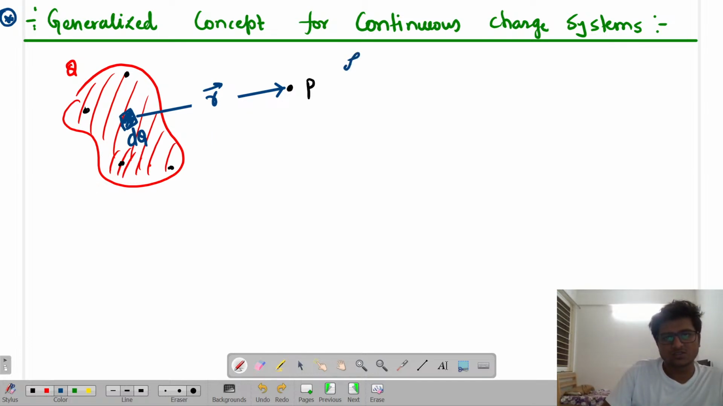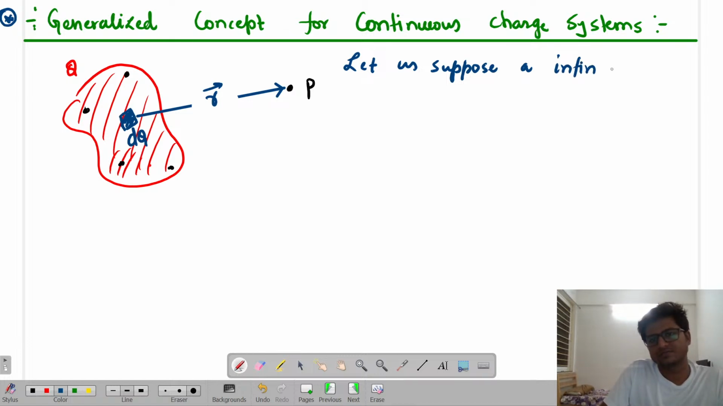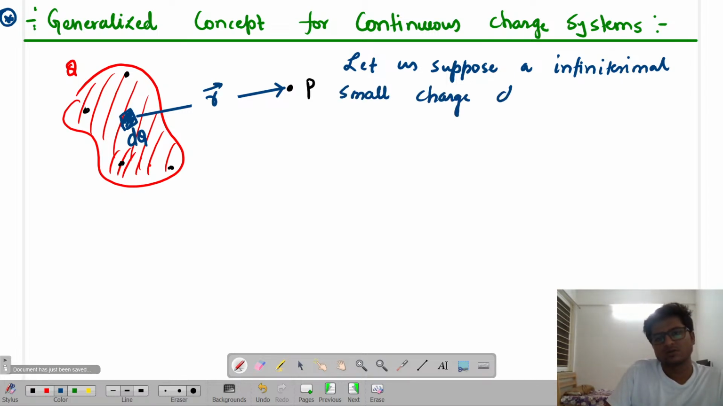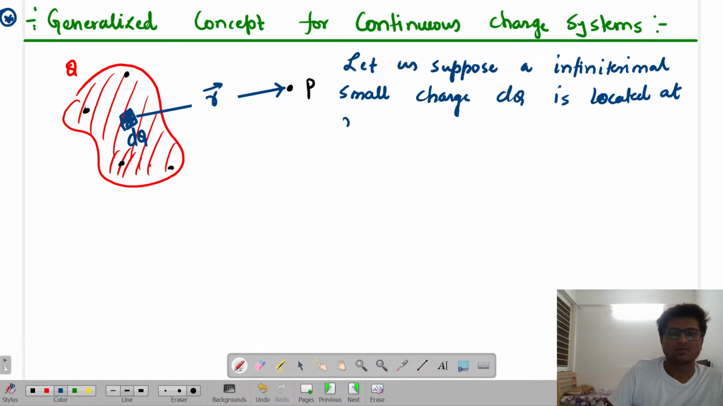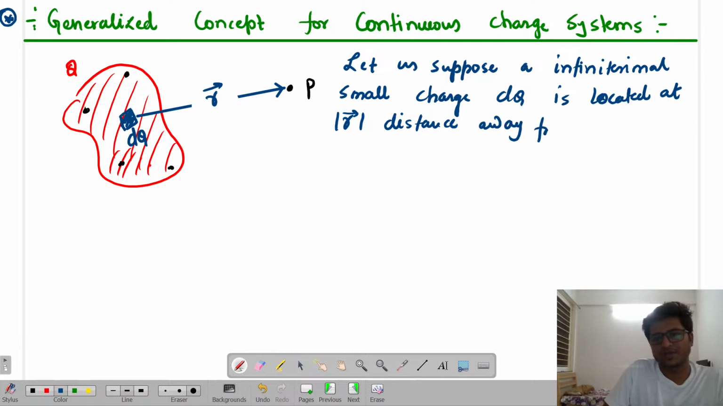So let us suppose, that is why I write this statement. Let us suppose infinitesimal small charge dq is located at r distance away from point P.